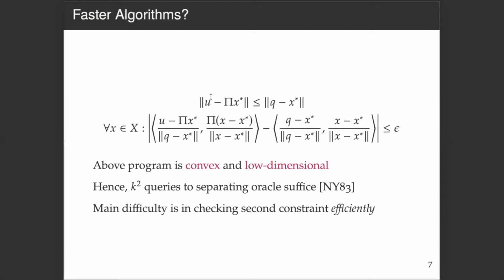Therefore, the main problem is in constructing a separating oracle to these set of constraints. The first constraint is easy enough to check. It's simply a distance check. So you simply check the distance of a candidate U to the projection at the nearest neighbor. The second constraint involves two-end linear constraints. And therefore, the main problem will boil down to whether we can check the second constraint effectively.